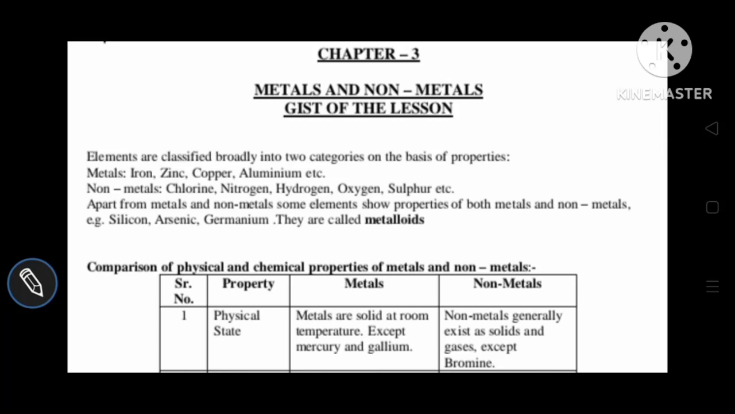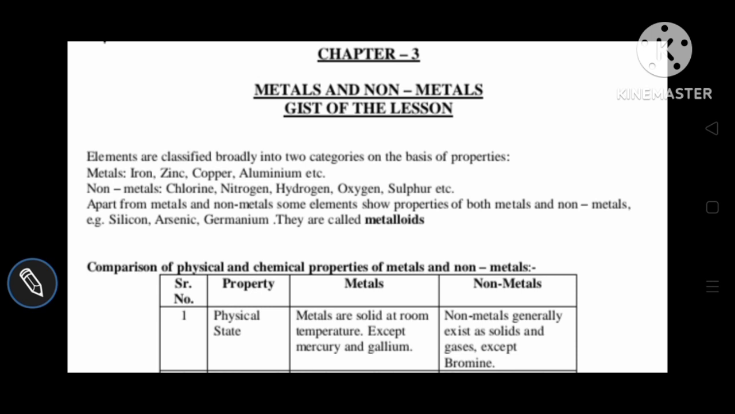Channel. In today's video we are going to study about metals and non-metals. SSLC class 3rd chapter, the gist of the lesson we are going to study here. Elements are classified broadly into two categories on the basis of properties, that is metals and non-metals.